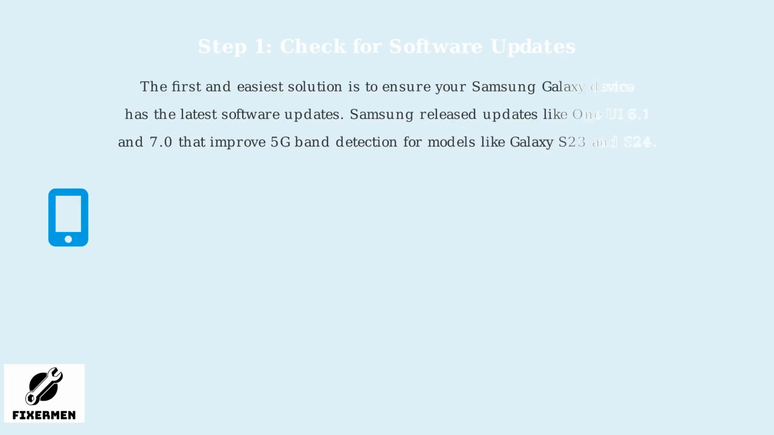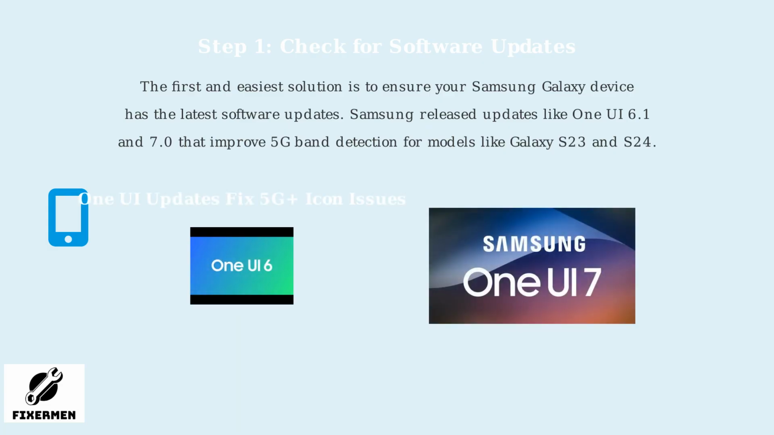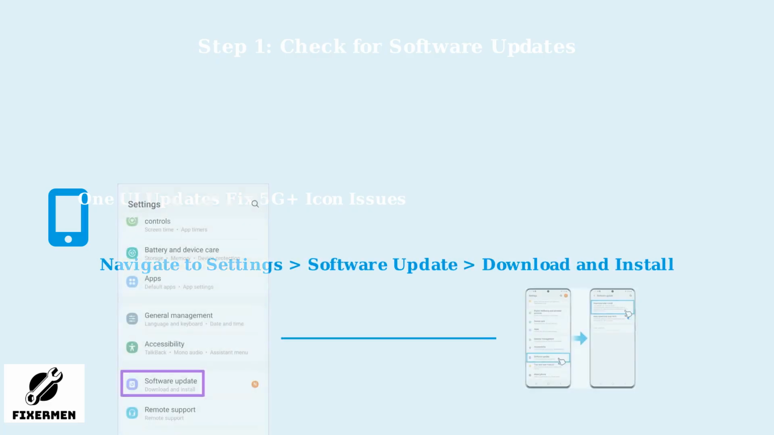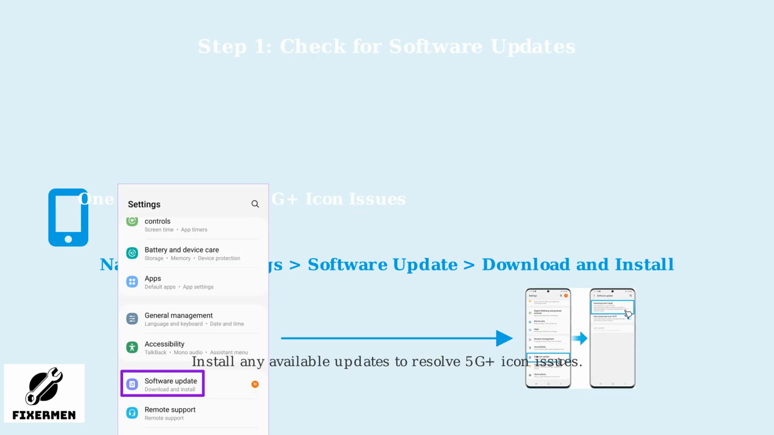The first and easiest solution is to ensure your Samsung Galaxy device has the latest software updates. Samsung has released updates like One UI 6.1 and 7.0 that improve 5G band detection for models like the Galaxy S23 and S24 series. These updates have fixed 5G Plus icon display issues for over 95% of users by improving modem firmware and band recognition. To check for updates, go to Settings, scroll down to Software Update, then select Download and Install. This will check for and install any available updates automatically. Many 5G Plus icon issues were resolved with these updates, so this simple step often fixes the problem.